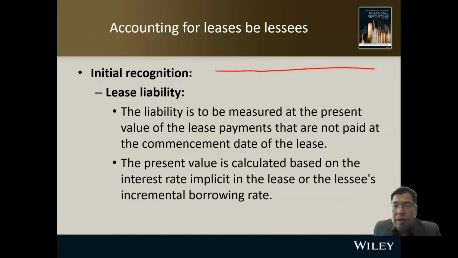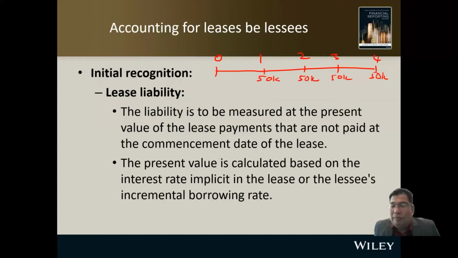For example, this is the term of your lease: years 0, 1, 2, 3, 4, which is 5 years. Every year you're going to pay maybe 50,000 to use the machine: 50,000, 50,000, 50,000. This is your commitment. So how much is your liability? I think the simple arithmetic will say your liability is 200,000. But it doesn't work like that.